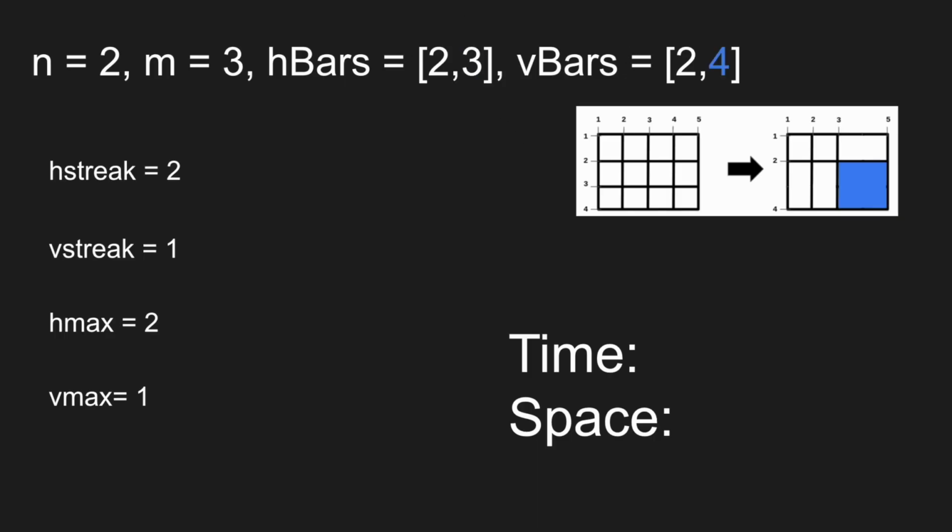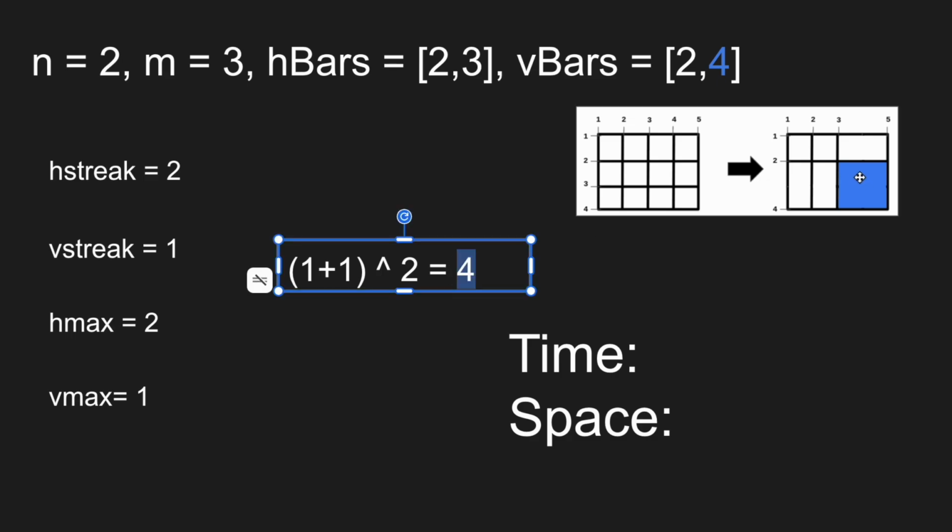Now let's look at vBars. The difference is greater than 1, so this is not consecutive, so we leave v streak and v max as they are. Now that we have come to the end, we see that between h max and v max, one is smaller, so we do 1 plus 1 to the second power, or 1 plus 1 times 1 plus 1, and the number will be 4. That is our area, as you can see right here. So we can return 4 as our result.